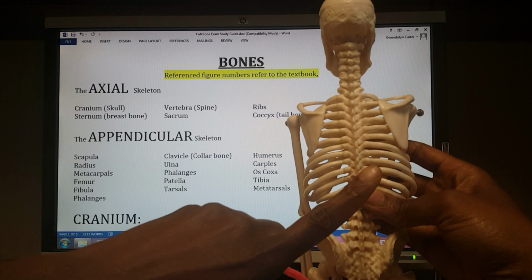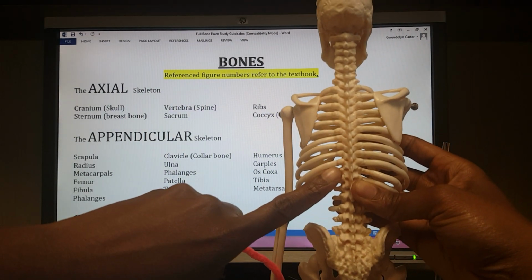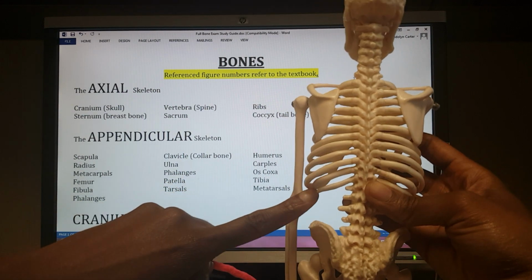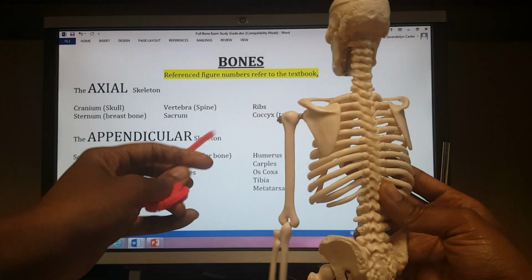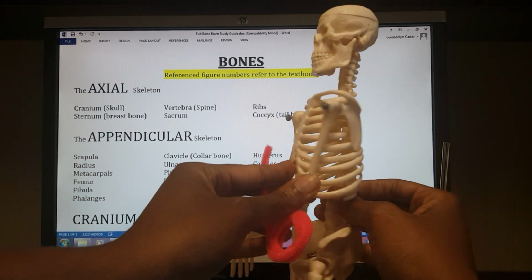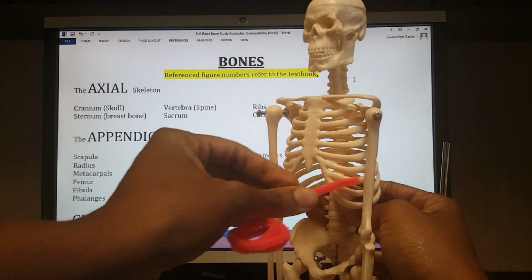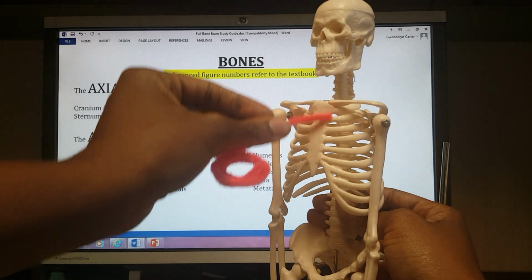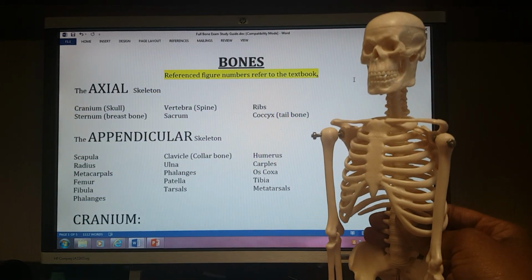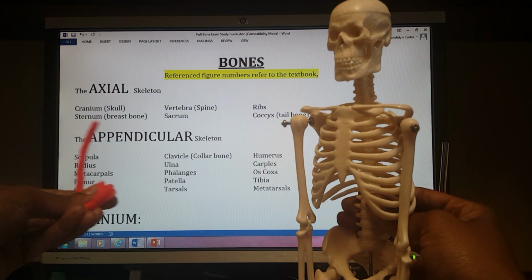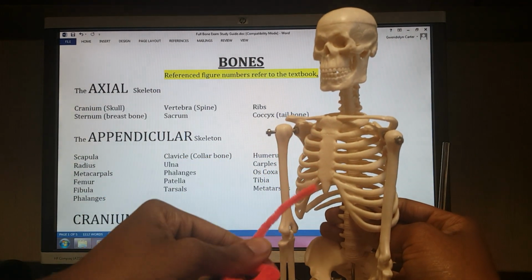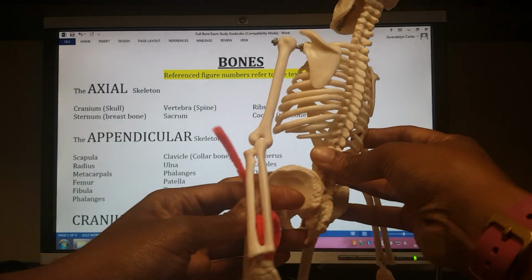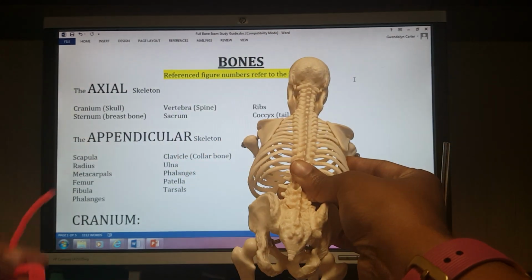The ribs, which make a joint, also called an articulation, with the vertebrae, and move around the body to protect your chest cavity, and then again make another joint or articulation with your sternum in the center part of your chest. So next one, sternum, also called your breastbone here in the center. Your sacrum and your coccyx are at the end of your vertebrae.